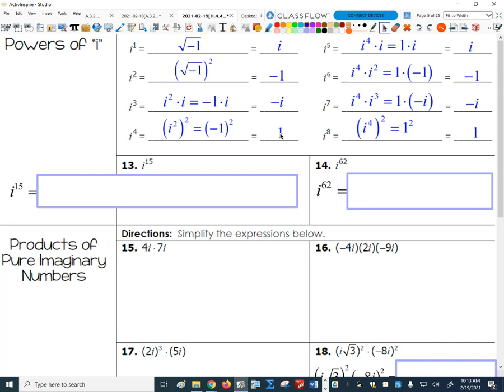I buzzed through that kind of fast. Give me a 1 to 5. Is that good? Any questions on that? Okay, so should I run through that again? Was that a little fast?